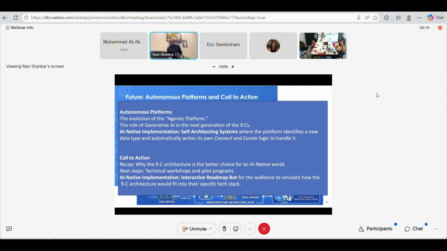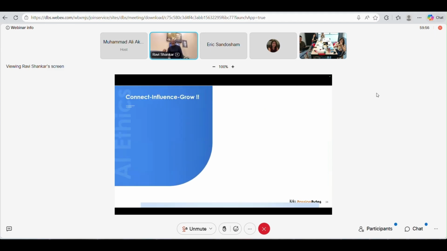So, agentic platforms are going to be evolving, and apply your thought process in order to implement this. Create self-architecting systems. The 9C architecture is always a reference. You can add more Cs. You can take out some Cs, but make sure an agent decides it rather than a manual decision. So, connect, compose, contain, consume, cognitive, curate, converge, catalog, control. You got your 9 Cs, right?